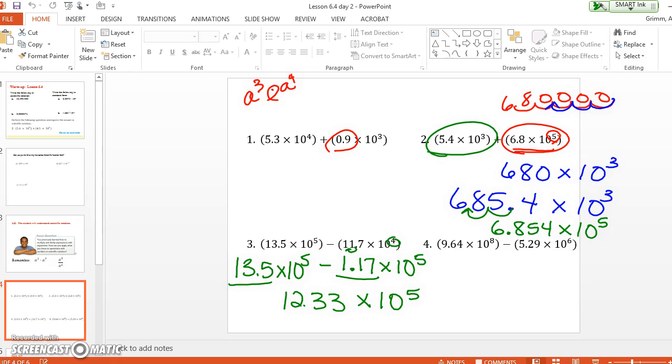Okay, what's wrong with it now? It is not in correct scientific notation, so what do I have to do, Hassan? Good, move that decimal point over one more. So what's that going to do to my exponent? Make it one bigger, so it's 10 to the 6th. Okay? All right, I want you guys to go ahead and try number 4 on your own, and let's see if you're getting this.